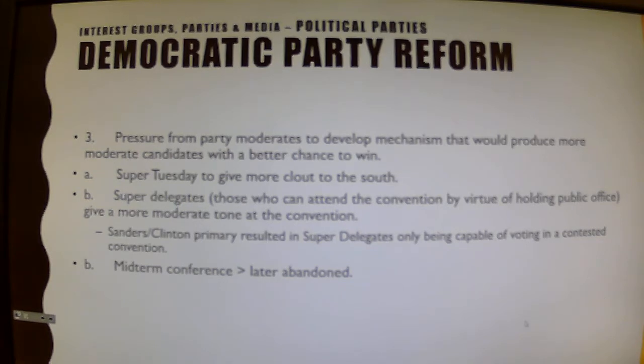So the party wants to regain some control. So one of the things they do is they create something called superdelegates. And so superdelegates are basically high-ranking party members that get to vote in order to pick the candidate. And they don't give a rat's hind end about what the people want, right?